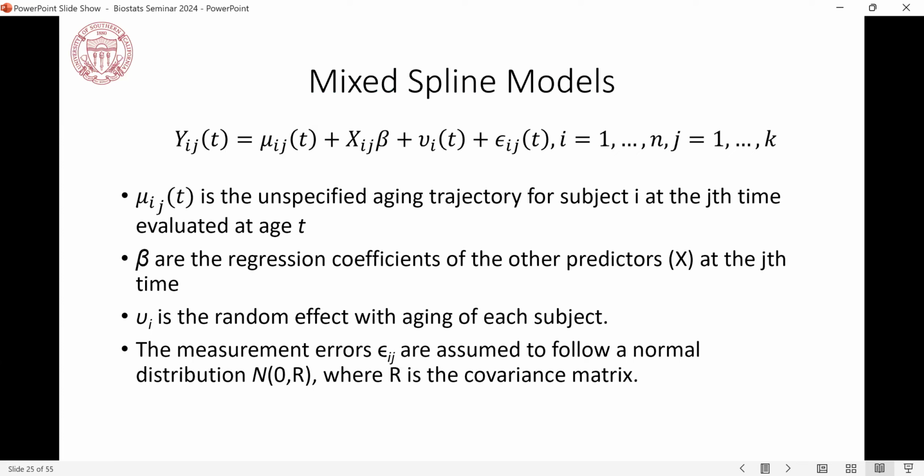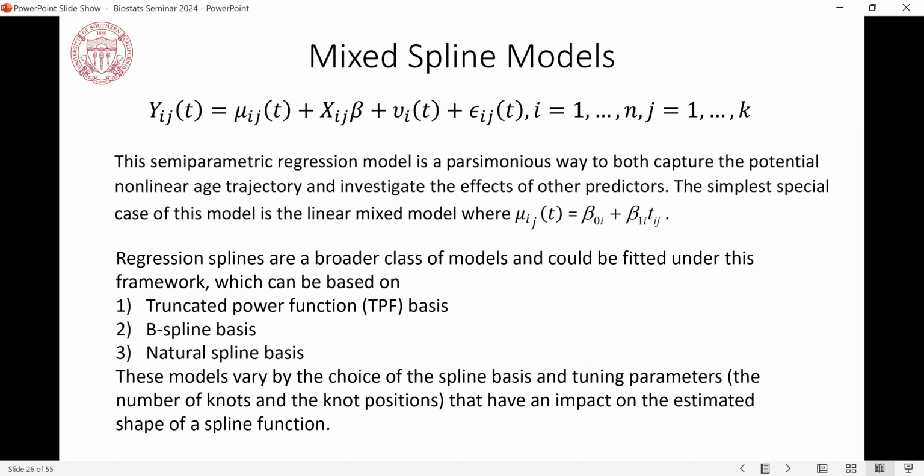Beta is a regression coefficient for other predictors, and upsilon is a random effect. We have to deal with random effect. You can consider mu a fixed effect, and upsilon a random effect with aging of each subject. Epsilon is the error term for the normal distribution, with a covariance matrix we can deal with. So it's a semi-parametric regression model.